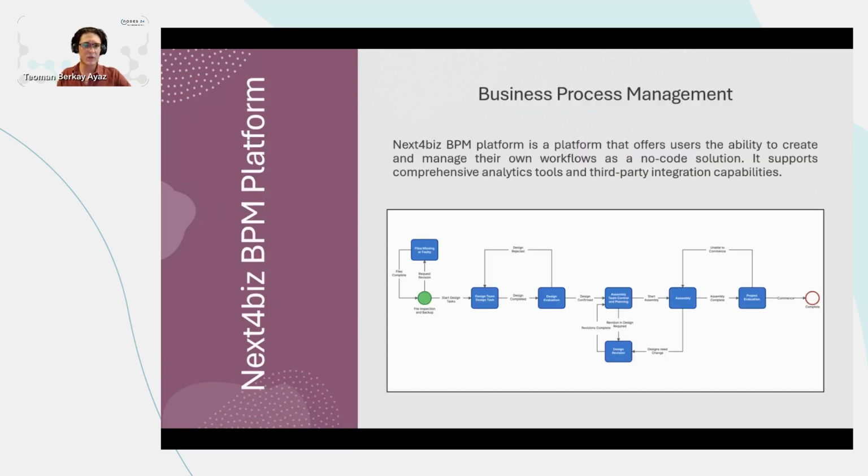Our BPM platform essentially provides users with the ability to visually design and execute their business process operations and workflows. It also supports third-party integration, so the users can integrate it into their own tools.